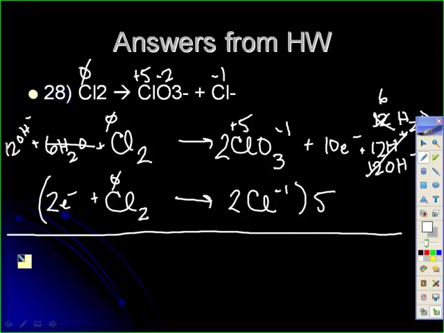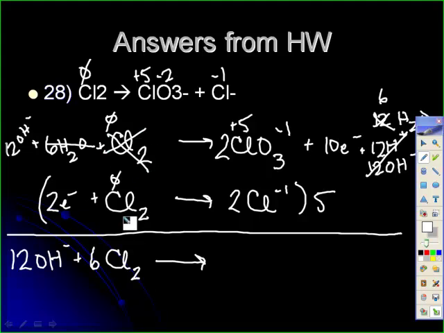And in doing that, I end up with 12 OH minus. I am going to have a Cl2 up here. But I am going to add to that 5 more, so that's a total of 6. 1 here, and then the 5 down here. So I did that. I did the 5. And I got my 12 OH minus. Then over here, I'm going to have 10 Cl minus 1s.